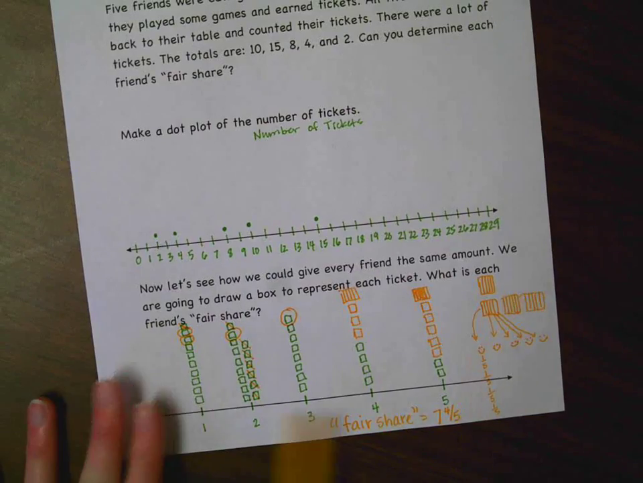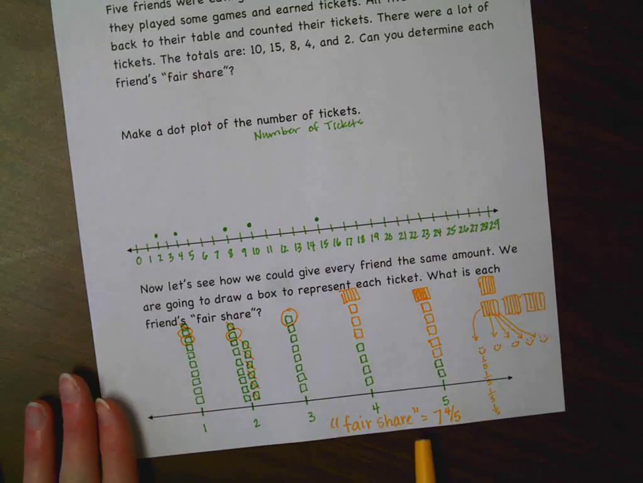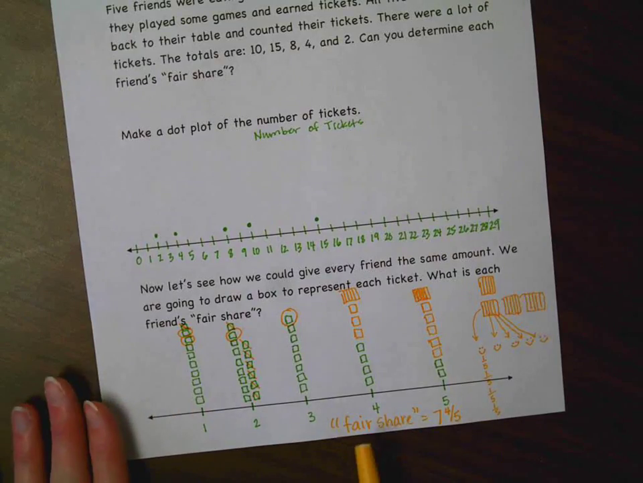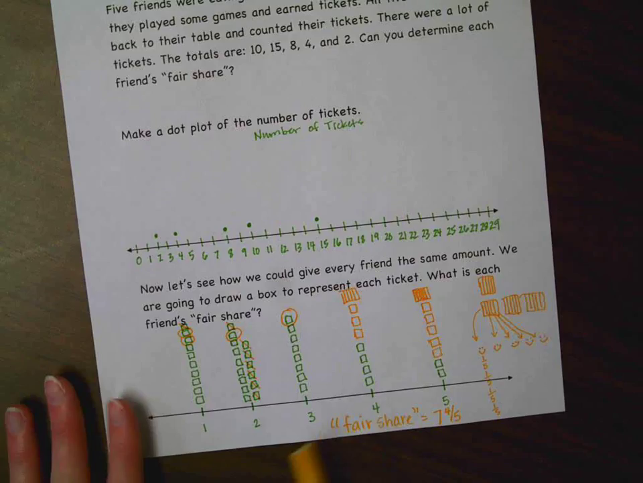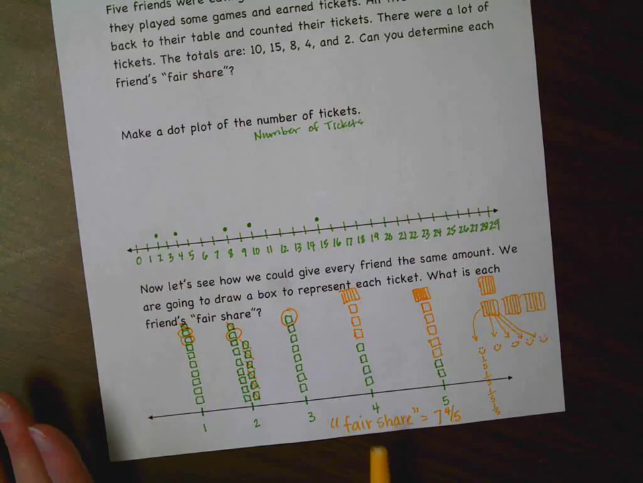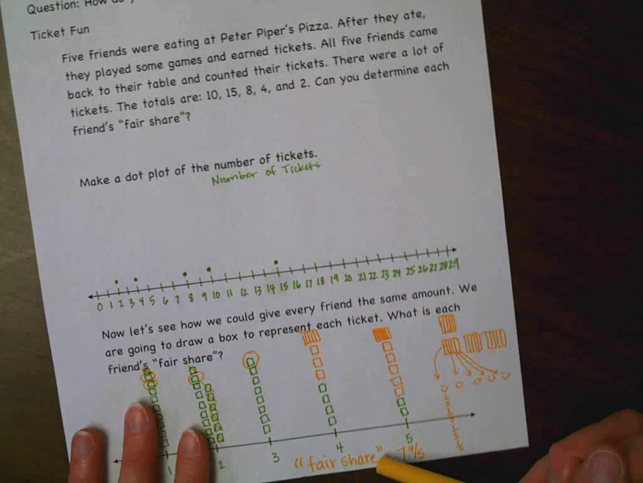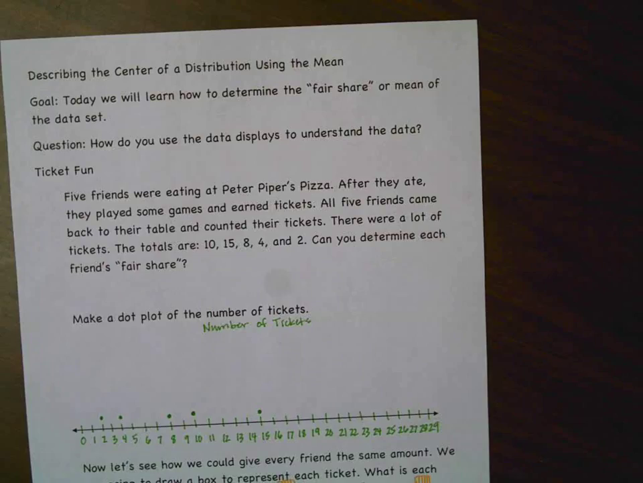Okay? And so do you see how we can adjust the boxes so that they are equal? Now, the other thing that I want you to think about with fair share is fair share means that each friend has the same amount. Well, if you can take that idea from fair share and realize what fair share actually is doing, it's finding the mean, okay? And now let's do that numerically and see if this is a true statement.